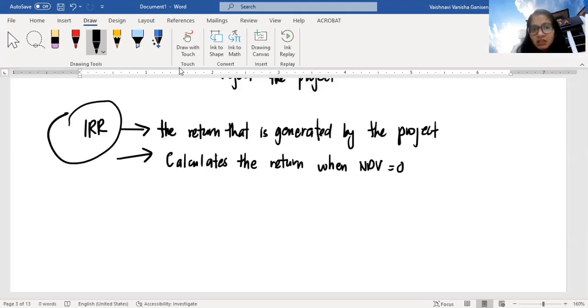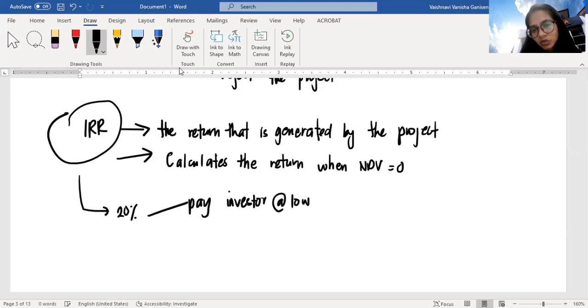So the remaining 8% you will keep in your company for reinvestment, or you would just store it in your retained profits, to maybe use in future for dividends or something. All right. So as I've explained just now, if the IRR is 20%, normally the company will pay the investor at a lower percentage. Example, 12%. Then the remaining 8% they will keep within their company.